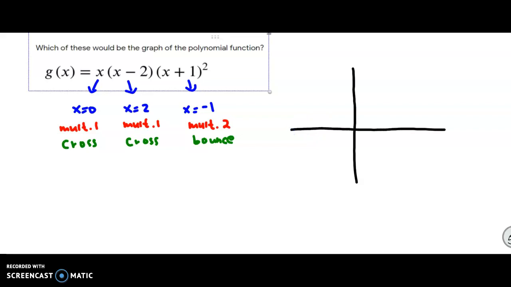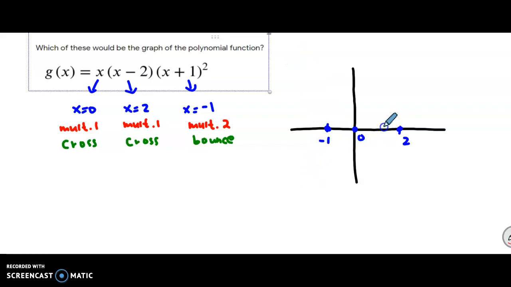There are 3 solutions, so these are going to be my 3 x-intercepts. Here at -1, I'm going to try to space these out. This is at -1. There's one here at 0. And then there's another one here at 2. So the question is, how do we know if it starts up here? Does it start down here?